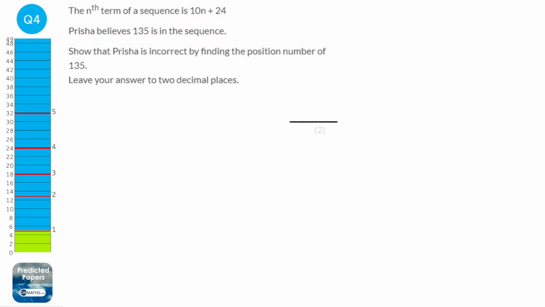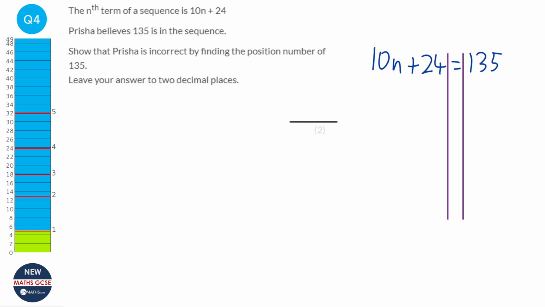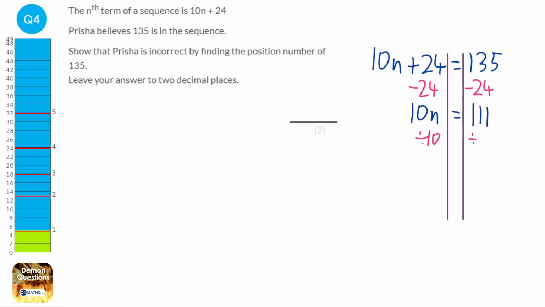To see if a number's in a sequence, we get the nth term, and we get it equal to the number we think is in the sequence. And if the number is in the sequence, then we'll get an integer for n. If the number's not in the sequence, then we'll get a decimal. So we're just solving this now, and we're doing 135 take away 24, which is 111. And then we're going to divide both sides by 10, and you're probably already seeing the fact that it doesn't work exactly because n is 11.1, which means that Prisha is wrong. 135 can't be in that sequence.